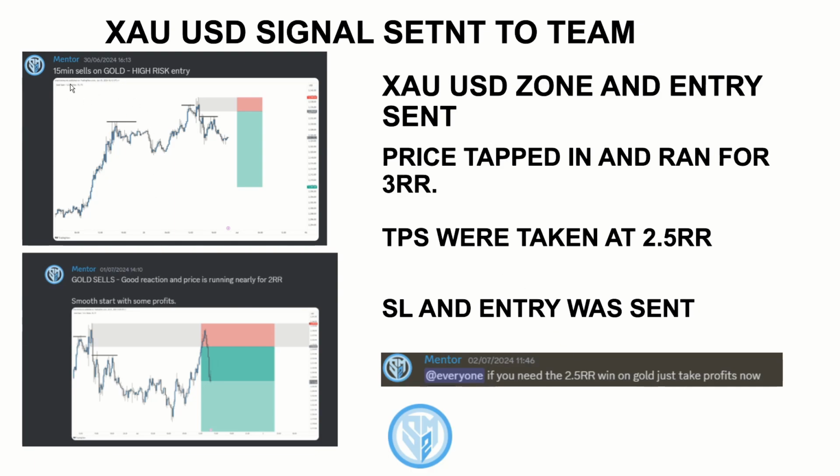As you guys can see on the screen, a 15-minute sell on gold was sent at this time, with a SL and the entry, and this trade ended up running out for 3 RRs. Our TPs were taken at 2.5 RRs. As you guys can see, everything was given to the team as a signal. So far this July, we are up 3% on the signals with this trade.